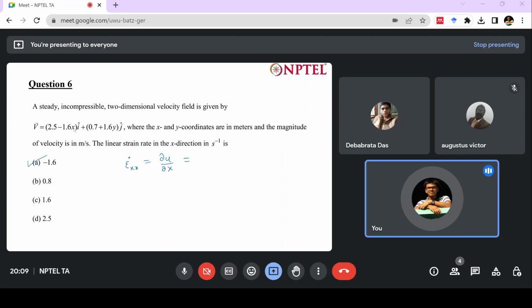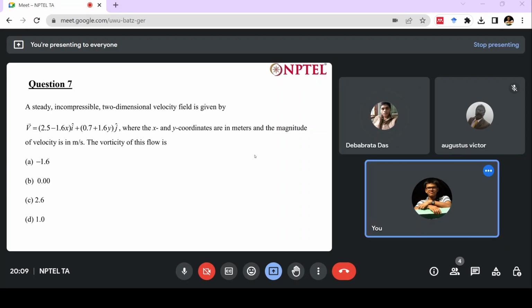So simply we are taking this component, this is our u, and taking the derivative with respect to x. 2.5 minus 1.6x, this is minus 1.6. Okay.